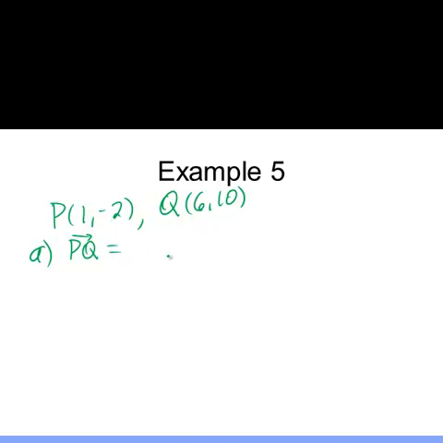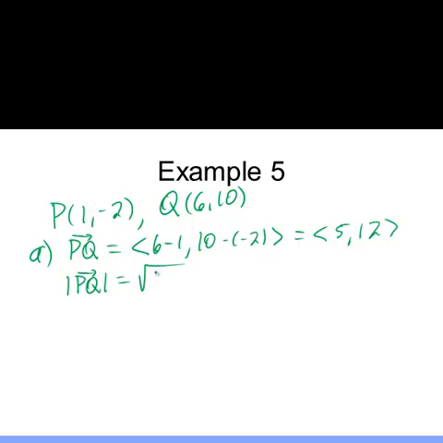Now PQ, all right, so if you remember how to do this, we're going to focus on the x component first, 6 minus 1, comma, and then the y component, 10 minus -2. So this will give us 5, 12. And then we need to find the magnitude of PQ, which will be the square root of 5 squared plus 12 squared. All right, so that's 25 plus 144, which is 169. Square root of 169 is 13. So the magnitude of PQ is 13.